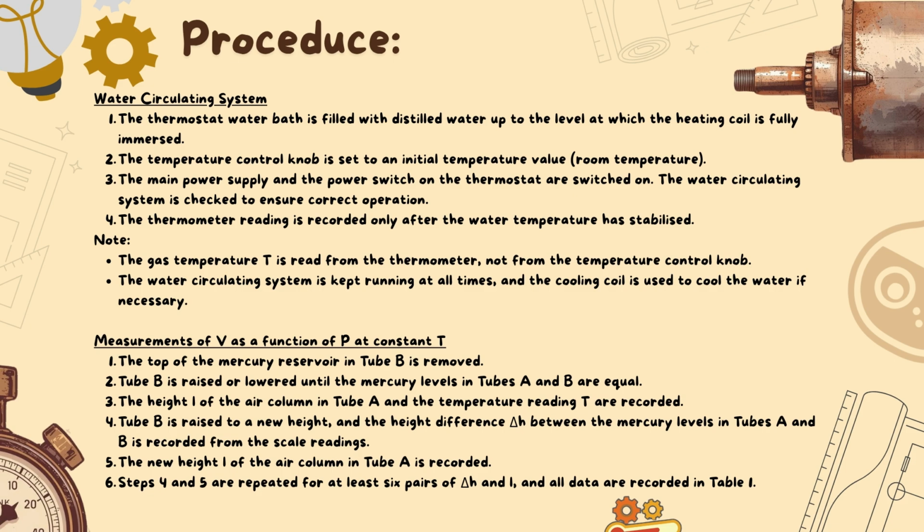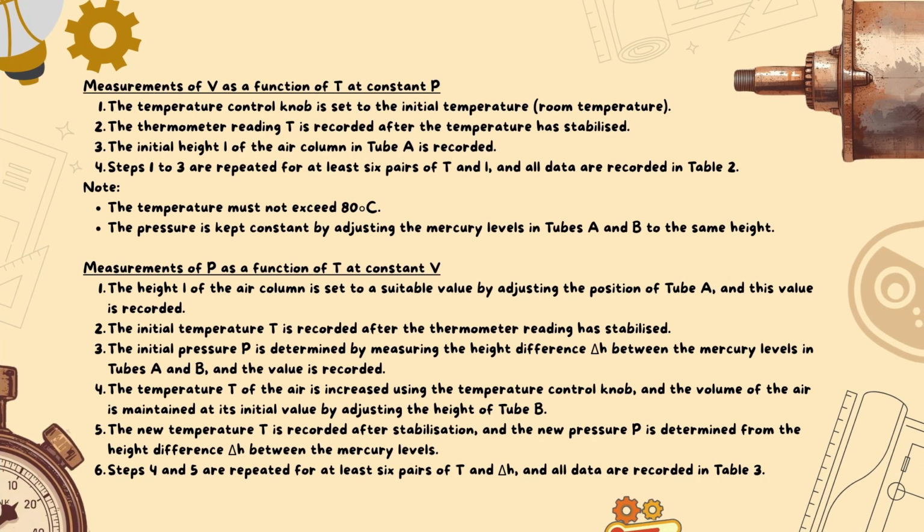The new height of the air column in tube A is recorded. Steps 4 and 5 are repeated for at least 6 pairs of Δh and L, and all data are recorded in table 1. Moreover, let us look at the measurement of V as a function of T at constant P. The temperature control knob is set to the initial temperature. The thermometer reading T is recorded after the temperature has stabilized. The initial height of the air column in tube A is recorded.